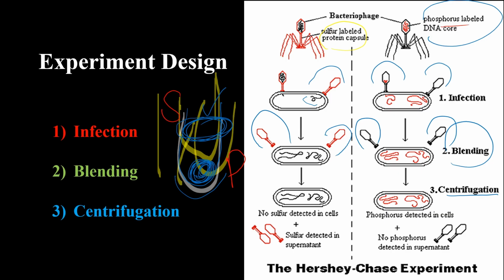So in this way, this experiment proved that whenever a bacteriophage infects bacteria, it injects its DNA to make more bacteriophages. It means genetic information is being carried through DNA and not protein, not RNA.